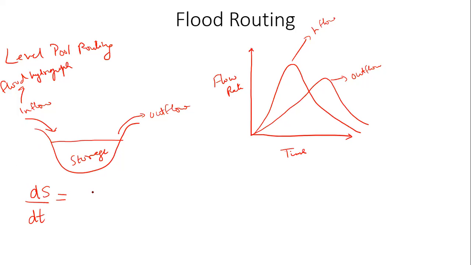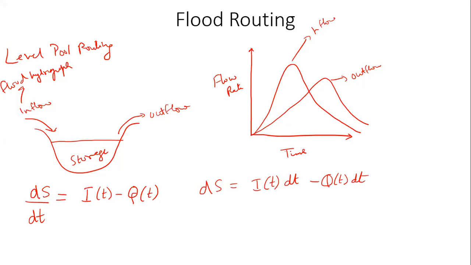Inflow minus outflow. Maybe I'll write q instead of o, because it can get a little bit confusing. Okay, I'll write q for outflow and I for inflow. So ds by dt equal to I of t minus q of t, right? So then, can I write this as ds equals I of t dt minus q of t dt? I can do this, right?